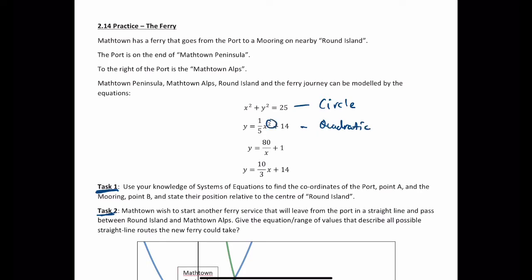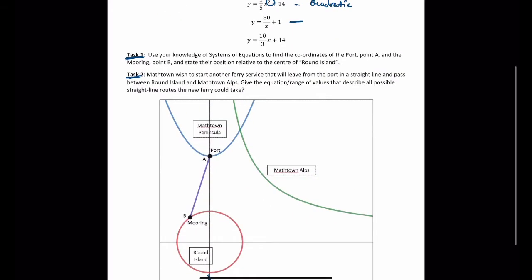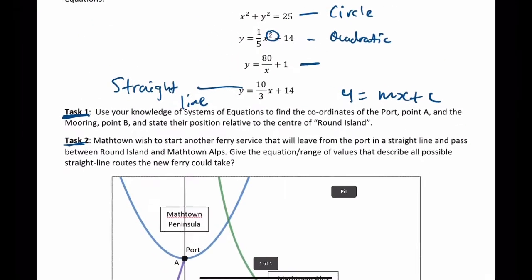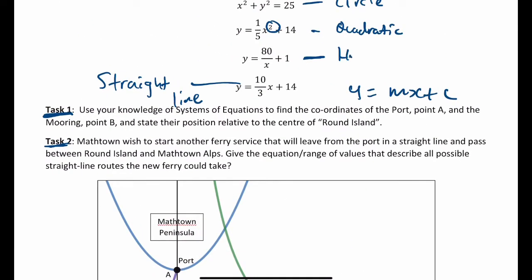because of x squared. This one is, if you don't know why this is a hyperbola, just look at the map. You have one hyperbola and one straight line graph. Certainly this one is a straight line graph because it follows y equals mx plus c. Your gradient is 10 over 3 and your c intercept is 14. Therefore this will be a hyperbola.